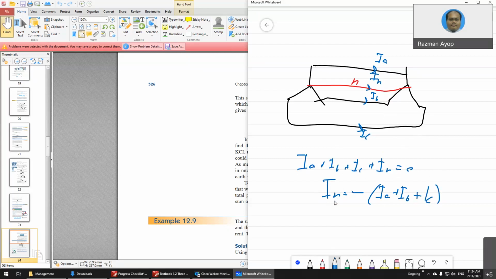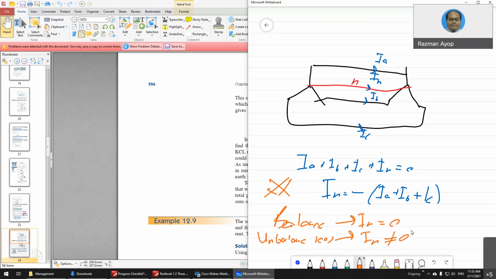For balanced load, this is important, IN is equal to 0. There is no neutral current. But if you have an unbalanced load, IN will not equal 0. So you need to be careful.